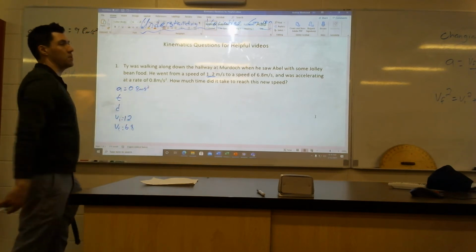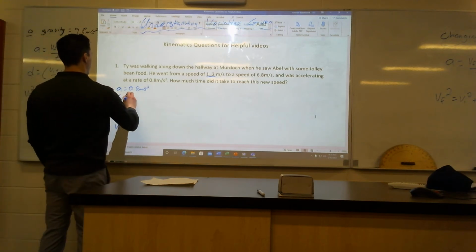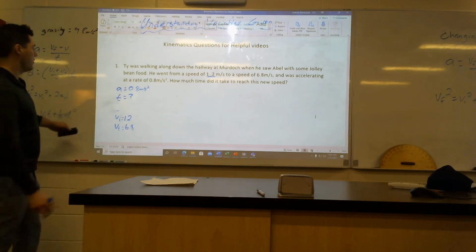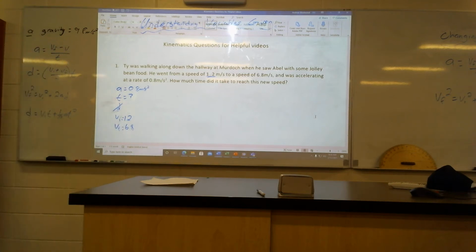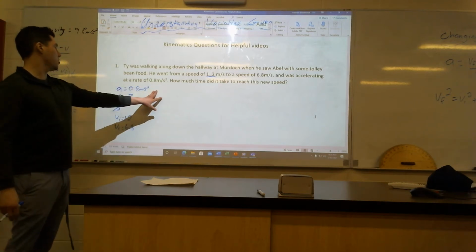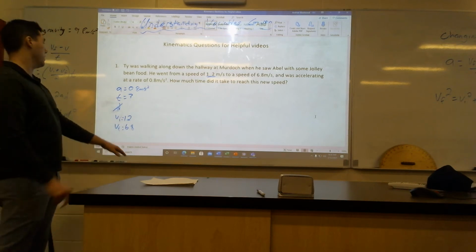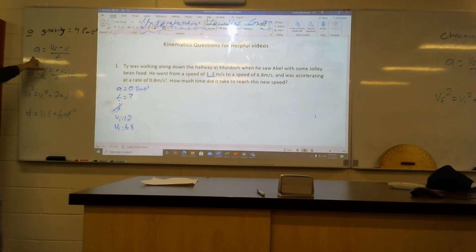So we already have 3. How much time did it take to reach the new speed? So I'm looking at time, there's my question mark. I really don't care about distance, so I can just get rid of it. If you have it on your paper, usually I just cross it out. We have our 3 variables: acceleration, VI, VF. What formula are we going to use? Basically the one that does not have distance, so nicely, that's formula number 1: acceleration equals VF minus VI over t.